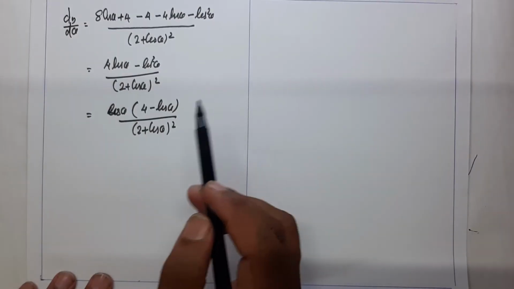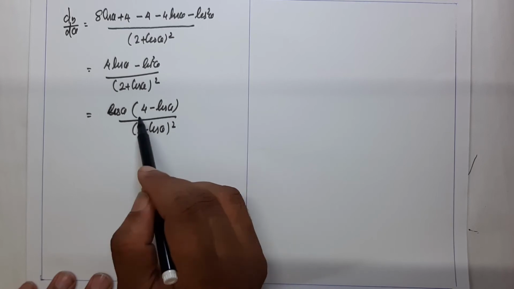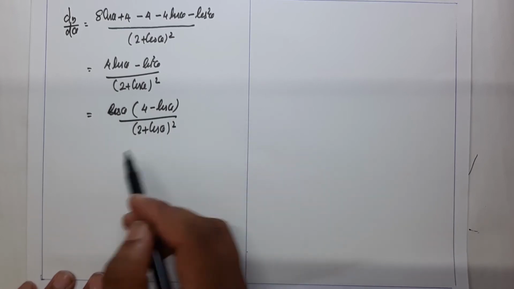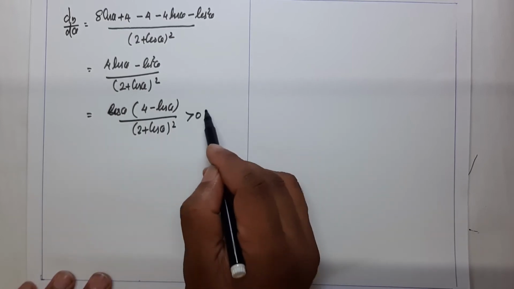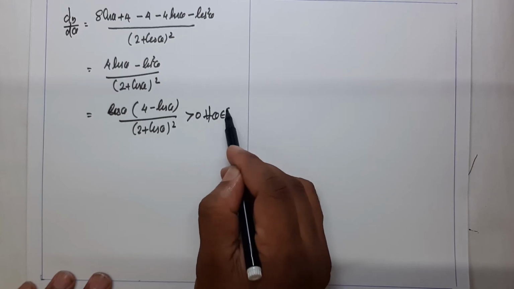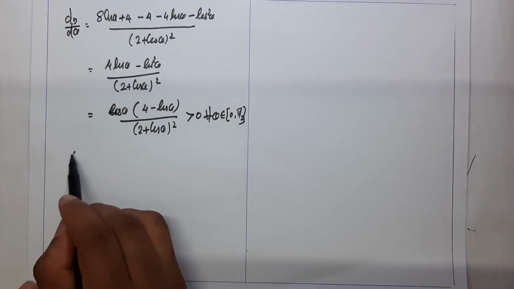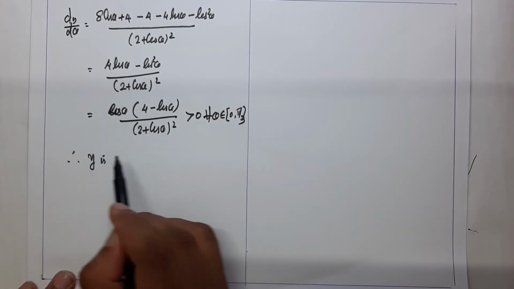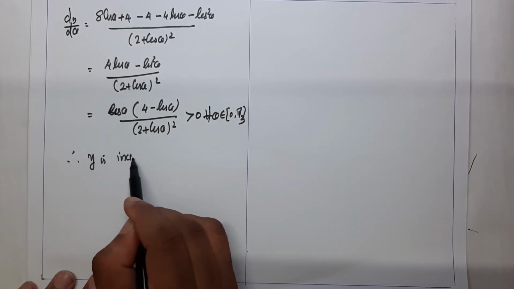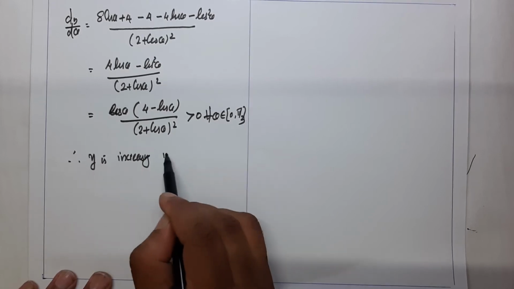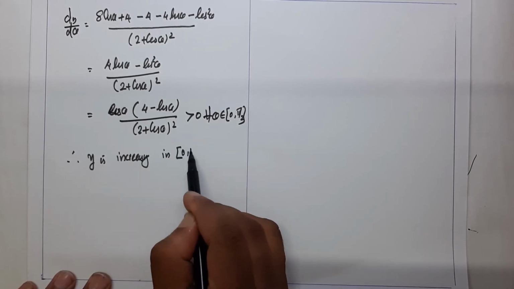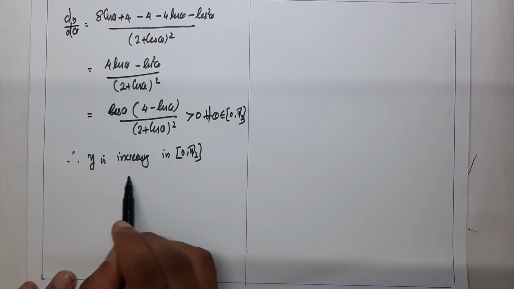In that case, substituting cos values from 0 to 1, 4 minus cos theta is also positive, which is greater than 0 for all theta in the interval (0, pi by 2]. Therefore, our function y is increasing. Our function y is increasing in the interval 0 to pi by 2.